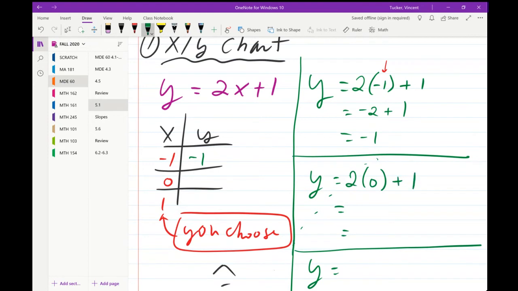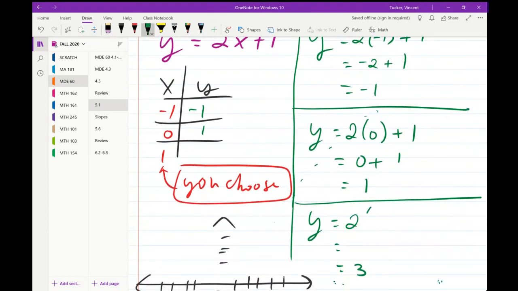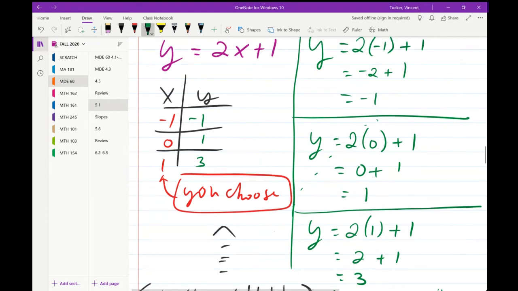Plug in 0. 2 times 0 is 0. 0 plus 1 is 1. Plug in 1. 2 times 1 is 2, plus 1 is 3. So before we use that information to graph, any questions?